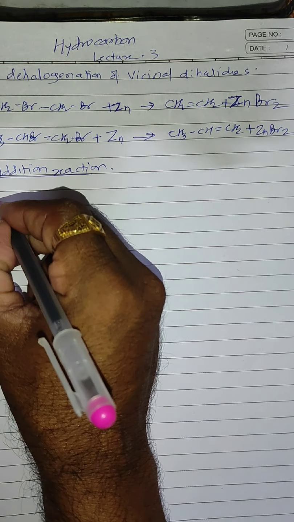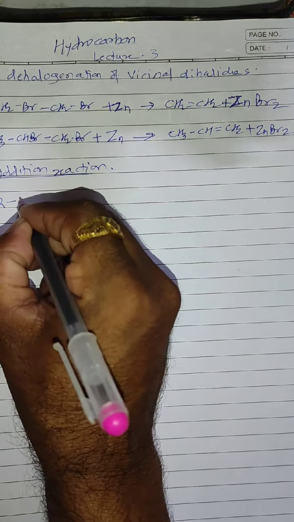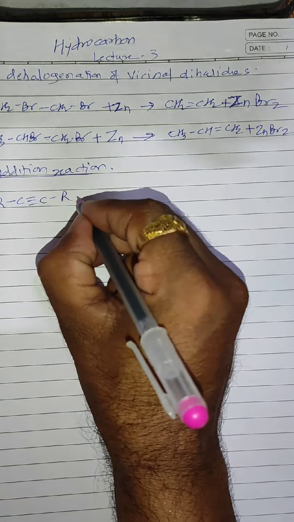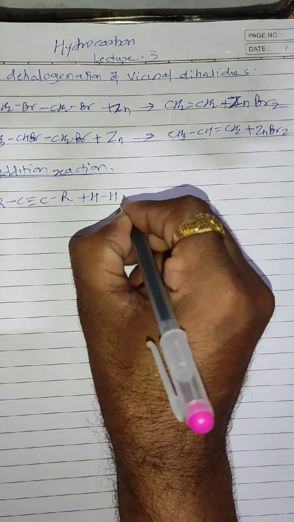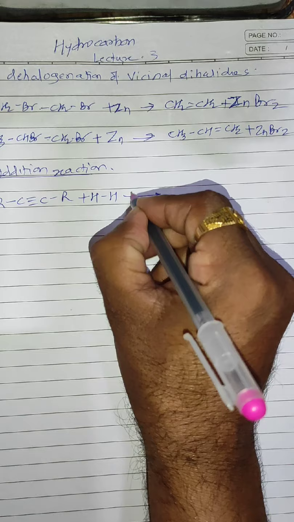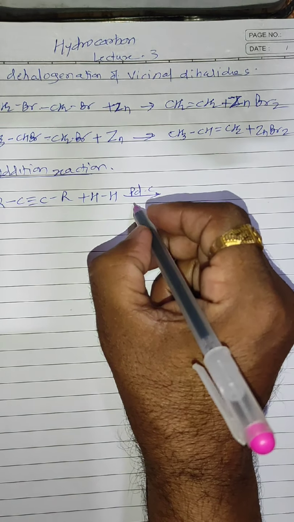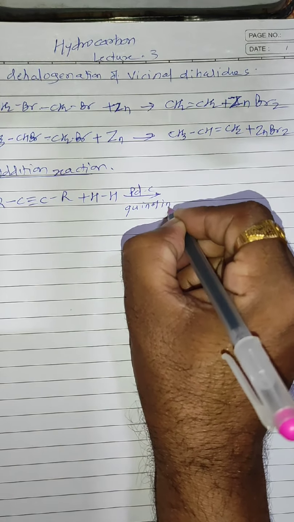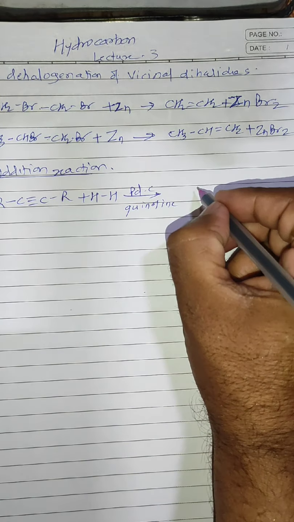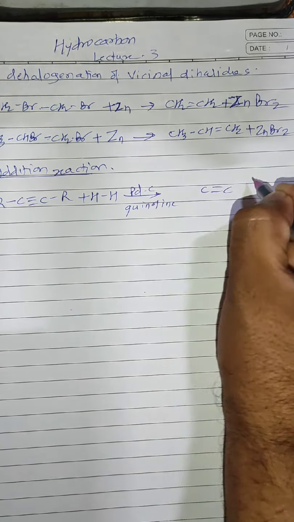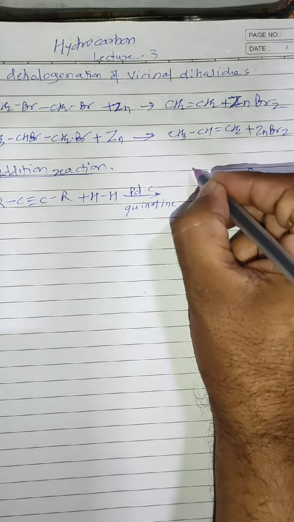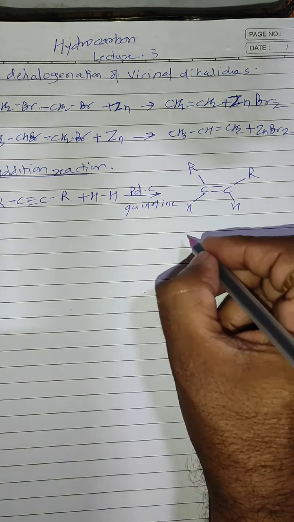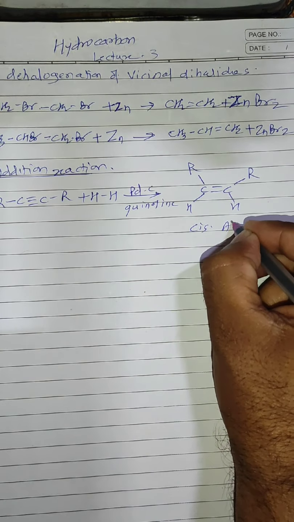For example, an alkyne having the formula R-C≡C-R is treated with dihydrogen in presence of palladium on carbon and quinoline, and after addition it gives a carbon-carbon double bond with R, then H and H on the same side. The compound is cis alkene.